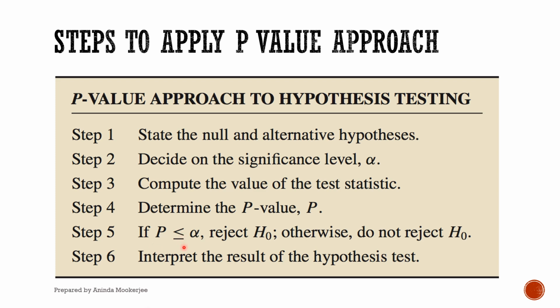If p is less than or equal to alpha, then we reject the null hypothesis. That means the p-value is low enough. That means the test statistic is inconsistent with the null hypothesis if it were true. So if p is less than or equal to alpha, reject the null hypothesis, otherwise do not reject the null hypothesis. And then step 6, we interpret the results of the hypothesis test. Now, step 6 again is common to both the critical value and the p-value approaches.